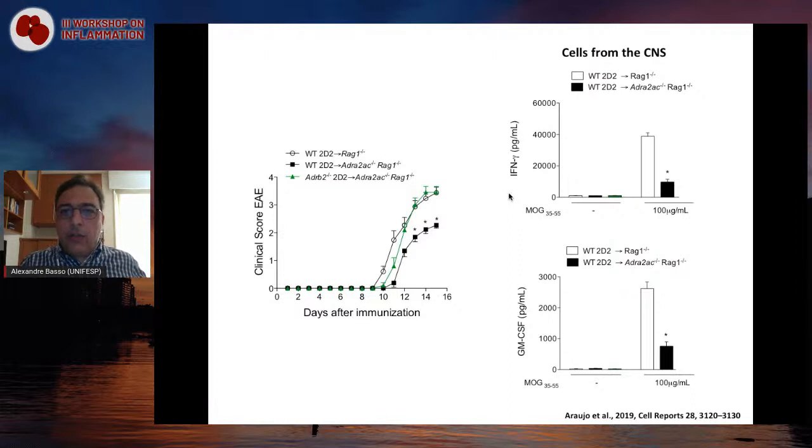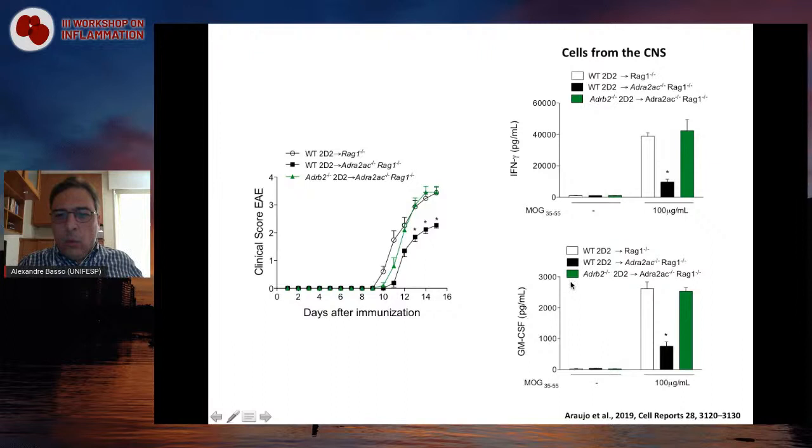And also, when we took the cells from the central nervous system at the peak of the disease, we can see here once again that the cells coming from the recipients with a hyperactive sympathetic nervous system, upon antigen-specific stimulation, secreted lower amounts of interferon gamma and GM-CSF. But once again, when we now transfer 2D2 cells that are deficient for the beta-2 adrenergic receptors, they are back able to produce high amounts of interferon gamma and GM-CSF.